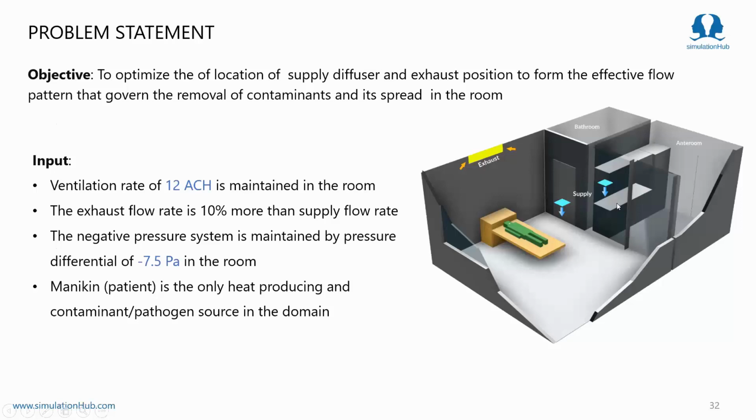So for this case study, the following inputs are considered. This is the isolation room, and a 12 ACH inlet supply flow rate is maintained, and the suction flow rate of the exhaust is 10% more than the supply to maintain the negative pressure system, and a pressure differential of 7.5 is maintained, which are aligned with the ASHRAE standards.